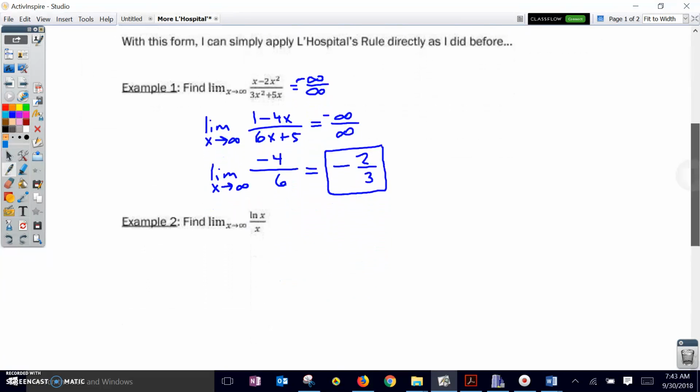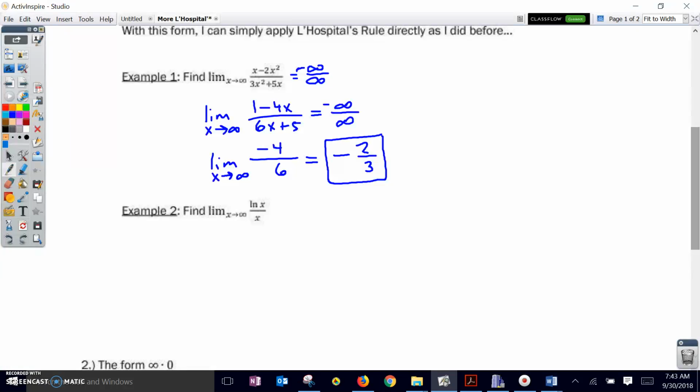Alright, let's look at example 2. Again, we look at what's going on, and the natural log approaches infinity as x approaches infinity, and so does x. And so we're going to apply L'Hopital's rule. This turns into the limit as x goes to infinity of 1 over x over 1.